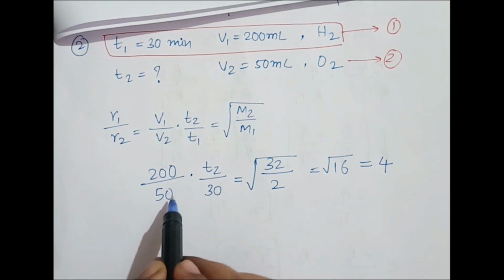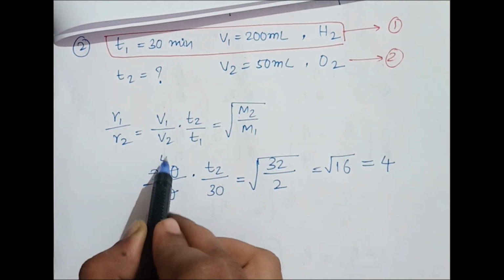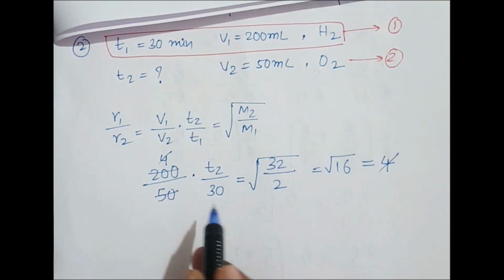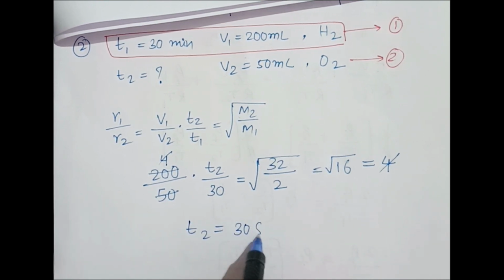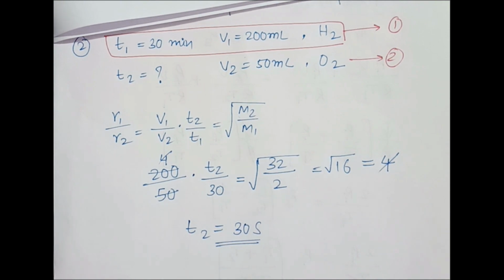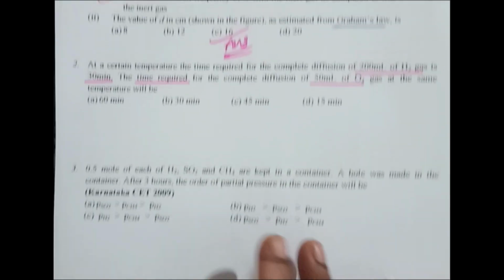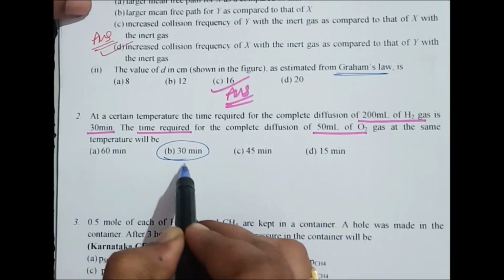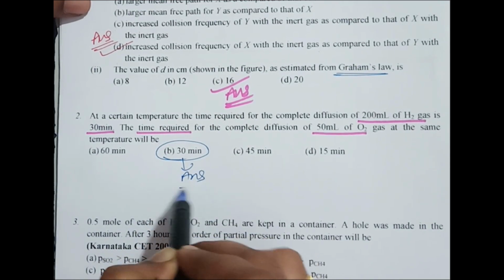Now simplify this one. The 200 over 50 is 4, and this 4 and that 4 get cancelled. So T2 is equal to 30 seconds. So T2 is 30 seconds. You just see, yes, T2 30 seconds is there. So this is going to be our answer.